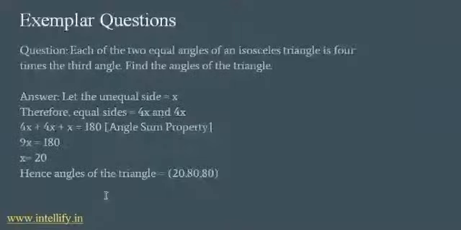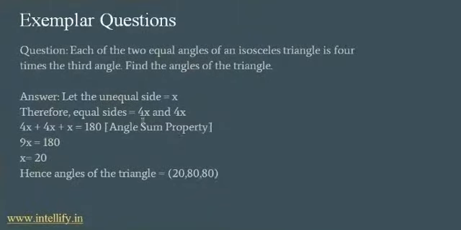So let us solve one exemplar question also. So this is a pretty nice question, and it's easy as well. The question says each of the two equal angles of an isosceles triangle is 4 times the third angle. So in an isosceles triangle, we know that there are two equal angles and the third angle is unequal. So in this particular question, we have been given that the third angle is equal to x. So in the isosceles triangle, the two equal angles will be equal to 4x.